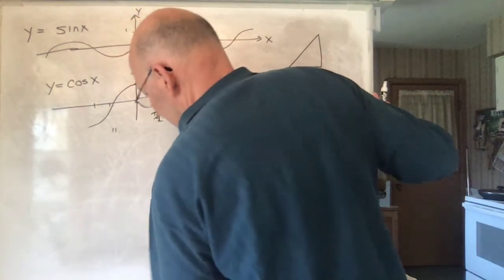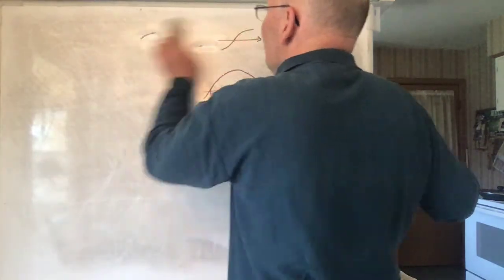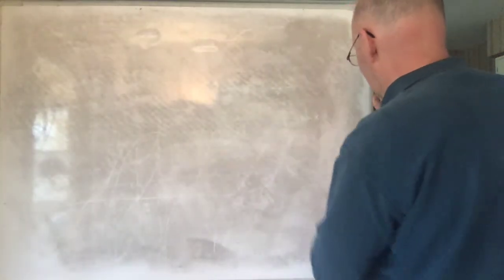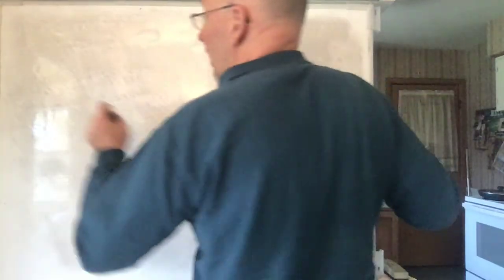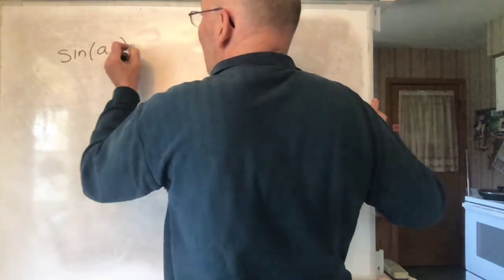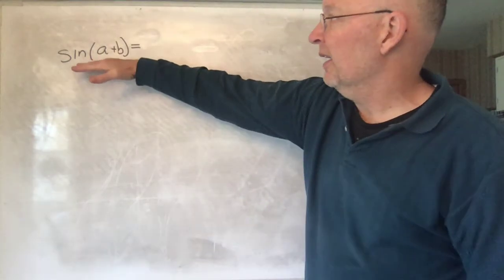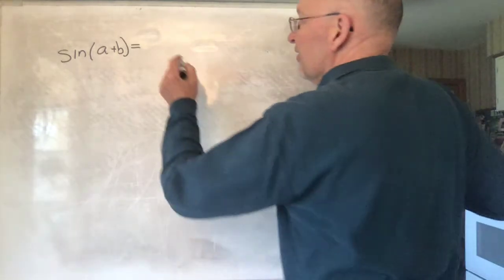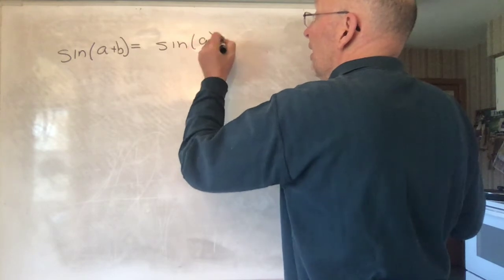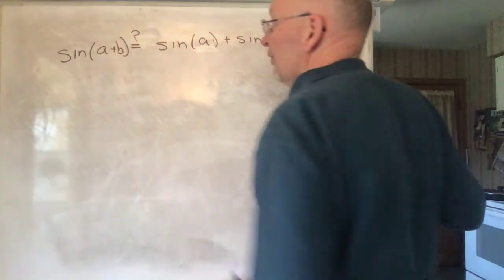Last thing I want to do is to just give you one more property of sines and cosines, which is rather important. If you were to ask, what's the sine of A plus B? Is there an identity for that? The nicest identity would be that that's equal to the sine of A plus the sine of B. Some things in life are that nice. Let's see if this one is.